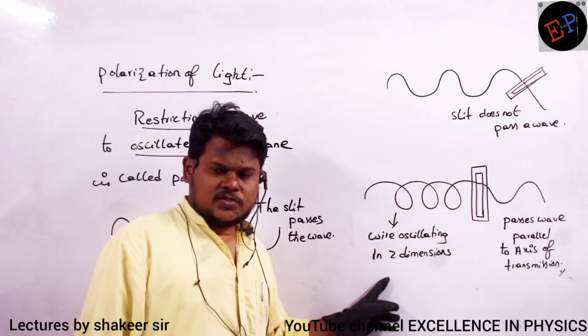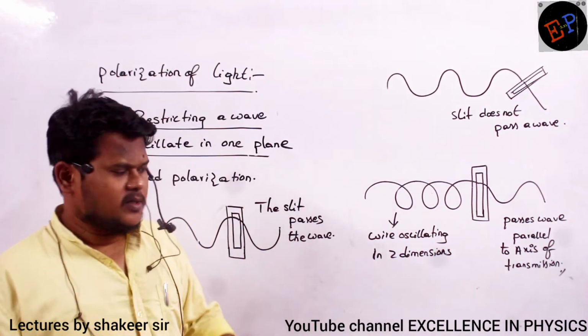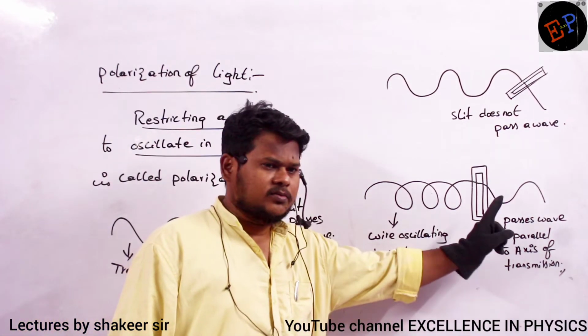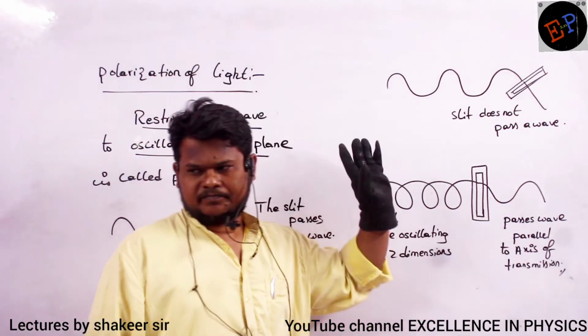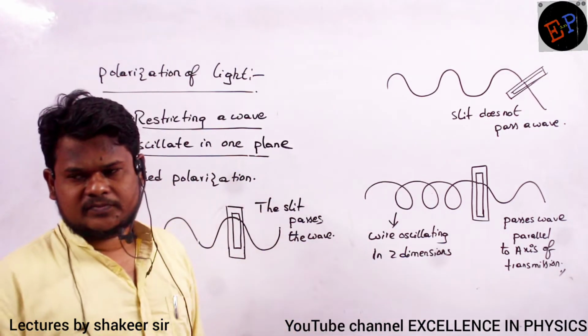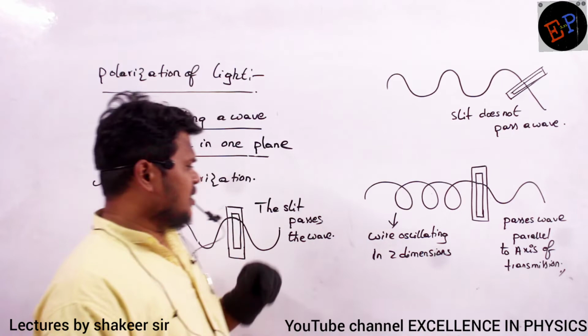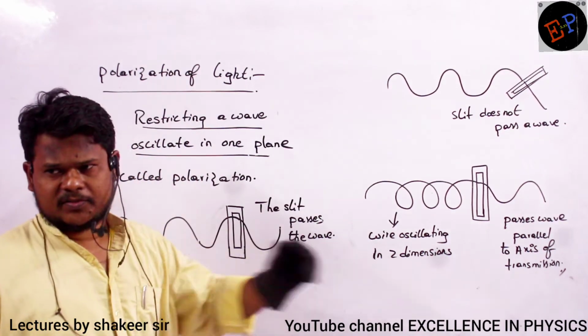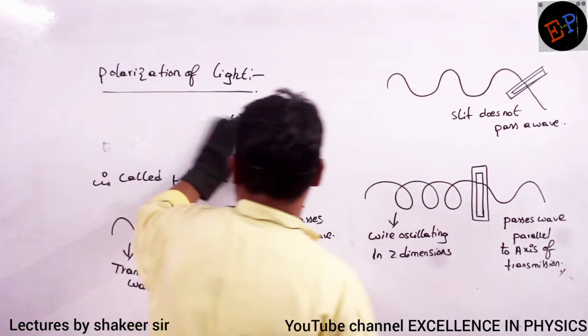It means the wire is oscillating in 2 dimensions, and we have restricted its oscillation to only 1 dimension, 1 plane. So this is called polarization. Similarly, light also can be polarized. So now we will study polarization of light.